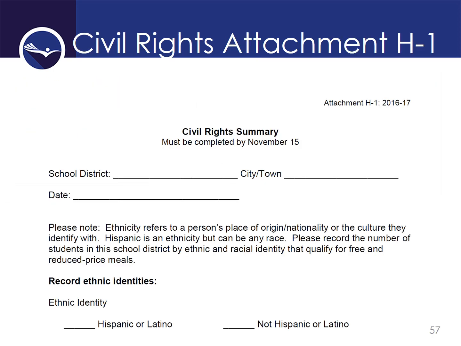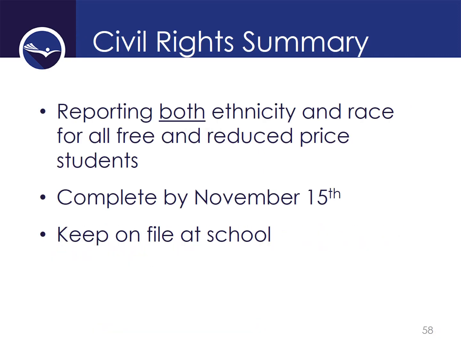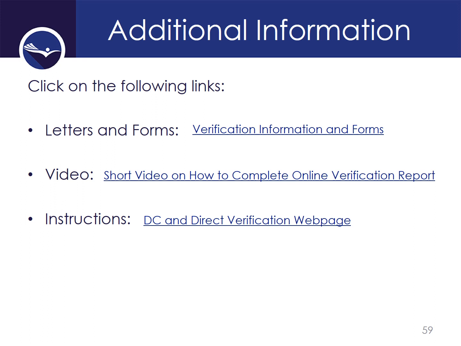The Civil Rights Summary is attachment H1 and can be found on our website. The Civil Rights Summary is the district's racial, ethnic report for the current year. Complete this report by November 15th and keep it on file at your school. You can find additional information needed to complete the verification process on our website. You can click on the links above to access the resources.